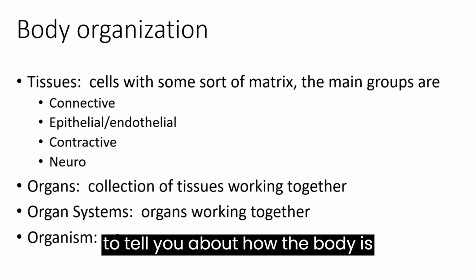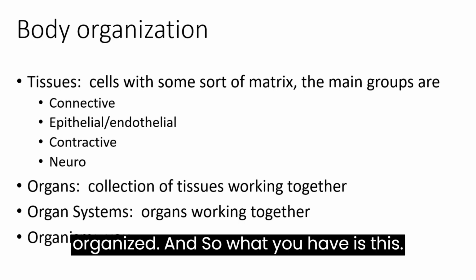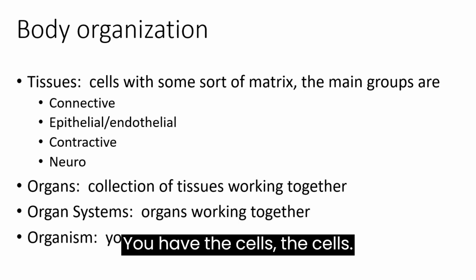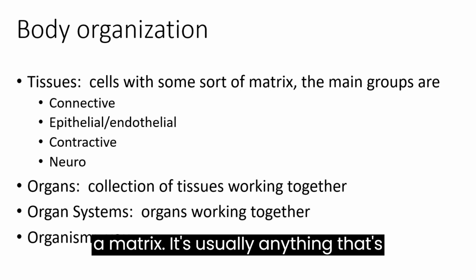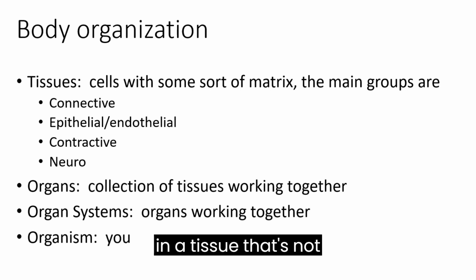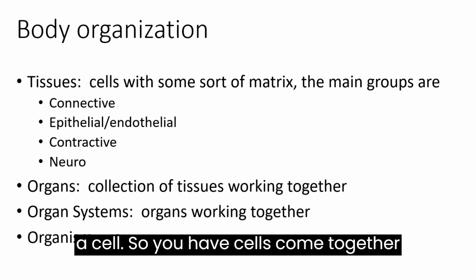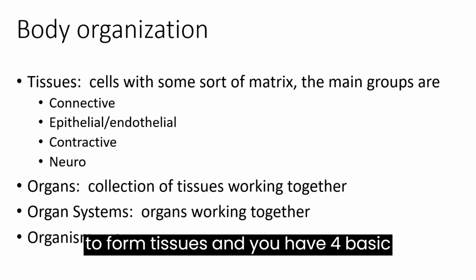And now I just want to tell you about how the body is organized. And so what you have is this. You have the cells. The cells make certain things around them, which is a matrix. It's usually anything that's in a tissue that's not a cell. So you have cells come together to form tissues.